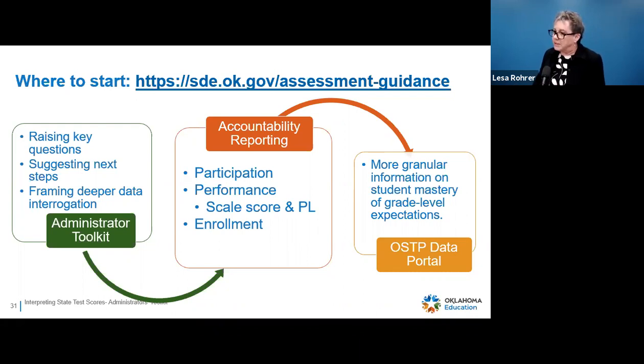contextualize performance. In here, you're going to see the scale score, and that's that score between 200 to 399. You're going to have a performance level. You're also going to have the type of test. You're also going to be able to review and look at your enrollment and think about those student groups. Once you've done that, then you can get more granular in the OSTP data portal. The data portal allows you to look at aggregate groups of students and to also see reporting categories. And that's what our webinar next week will focus more on.